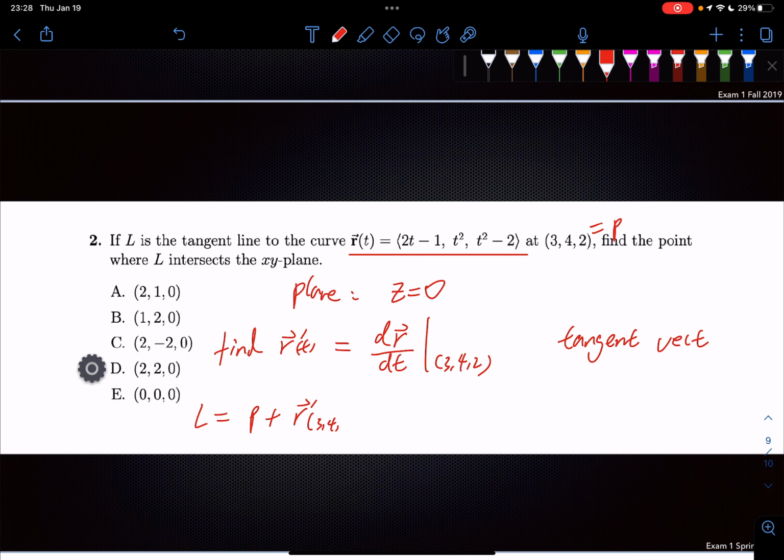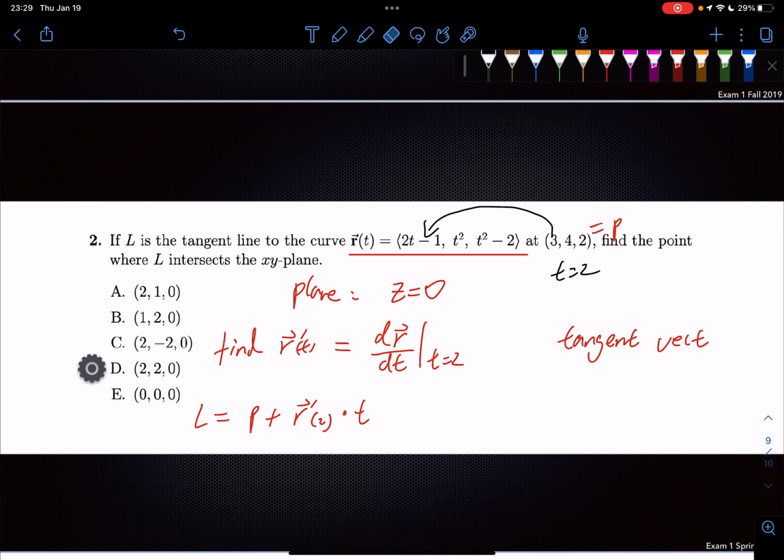You do need to find the t variable, and that's pretty easy to find, because you can just solve for this equation. So t just equals 2. So you can plug in t equals 2 right here to find your r prime of t, and then r prime of t equals 2, and then times t. This t is different from that t, because this t is parameterizing the curve, and this t is parameterizing our tangent line. So now we have the tangent line.